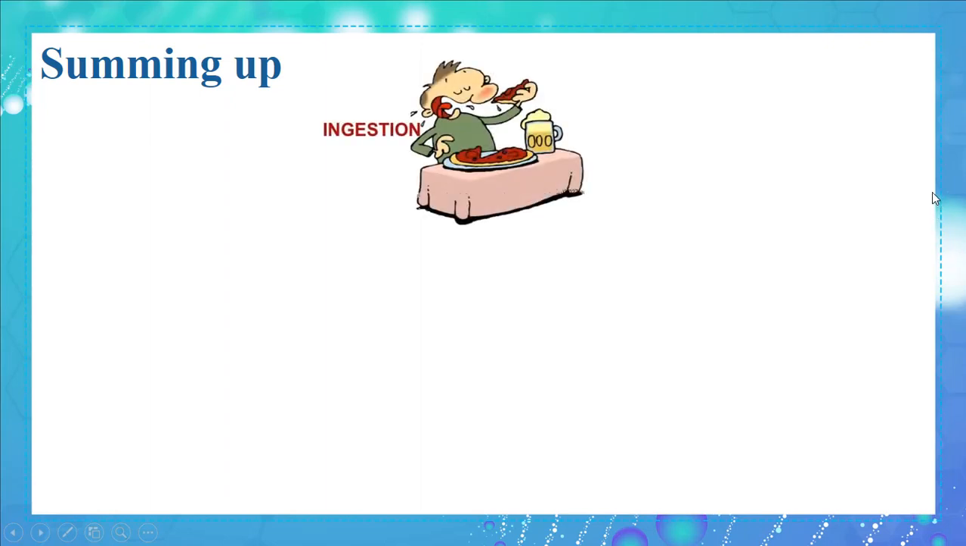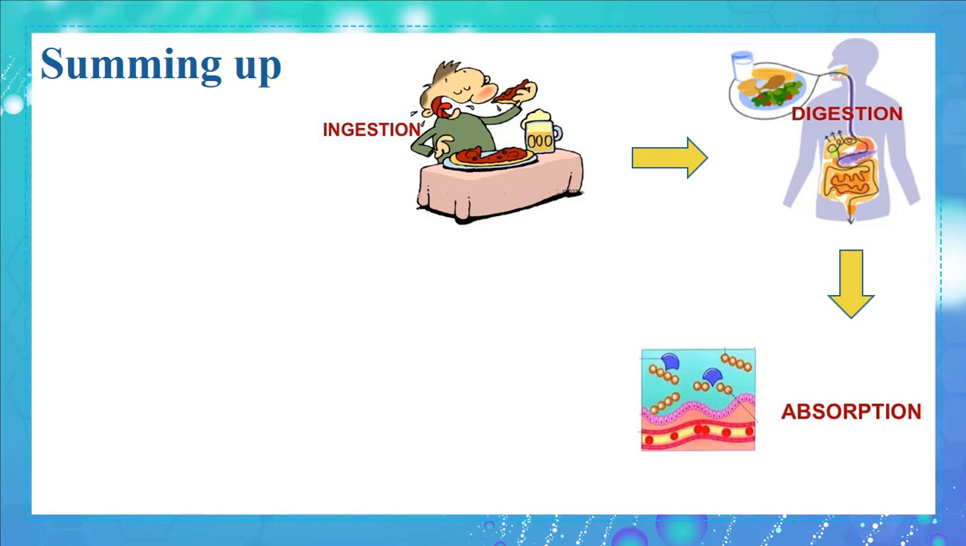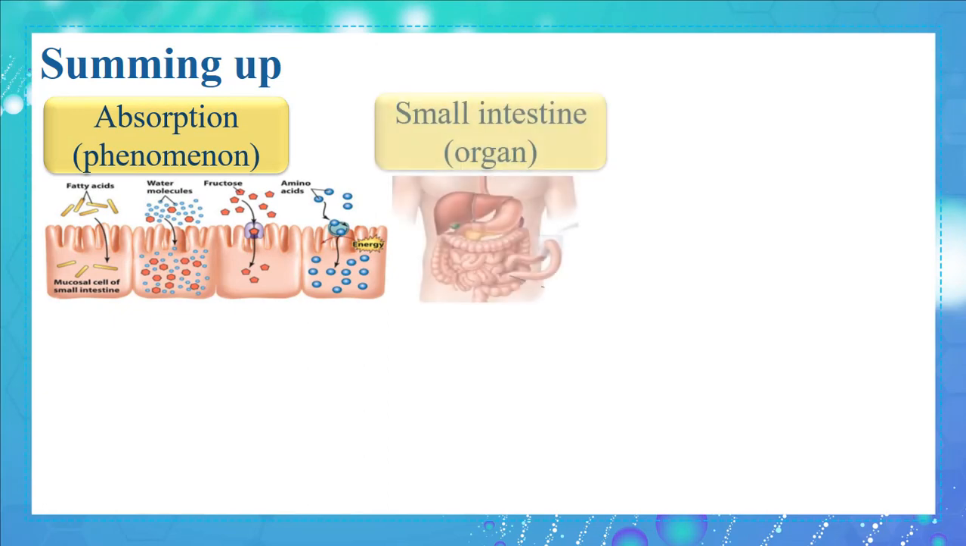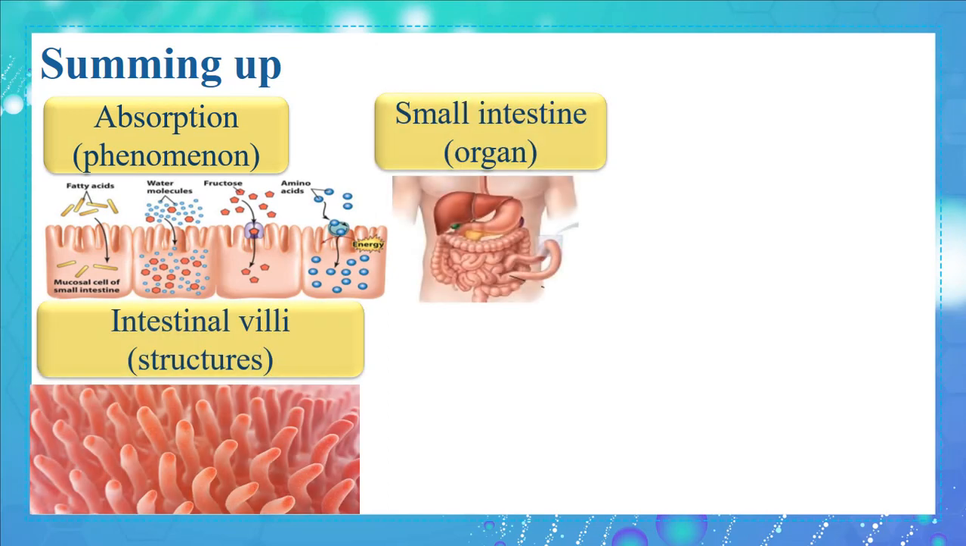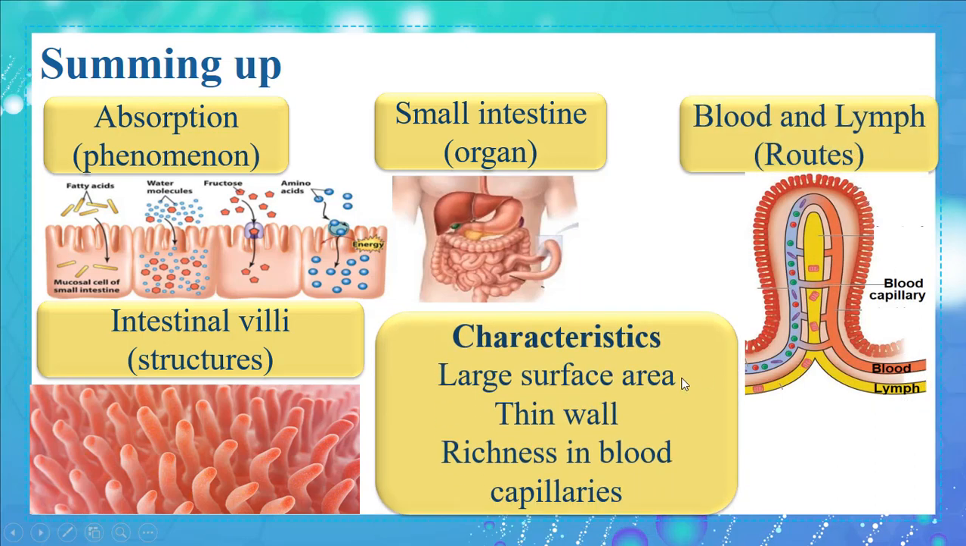Now, let's sum it up. After food is ingested, the digestive system will simplify the complex food molecules into nutrients that can be absorbed into the blood and transported to all body organs. Absorption occurs in the small intestine at the level of intestinal villi. There are 2 routes of absorption, the blood and the lymph. The large surface area, the thin wall, and the richness in blood capillaries are all characteristics that facilitate absorption.